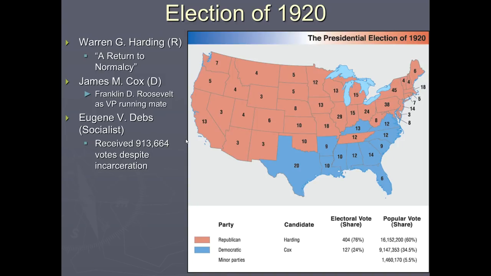So going politically, starting with the election of 1920, if you remember, Woodrow Wilson is going to suffer a stroke trying to go out to the American people and plug his League of Nations. And so he cannot run for a third term. So Warren G. Harding is going to emerge as the Republican candidate. He has the phrase a return to normalcy, returning to what life was like before World War One, and he's going to win the presidency in 1920.